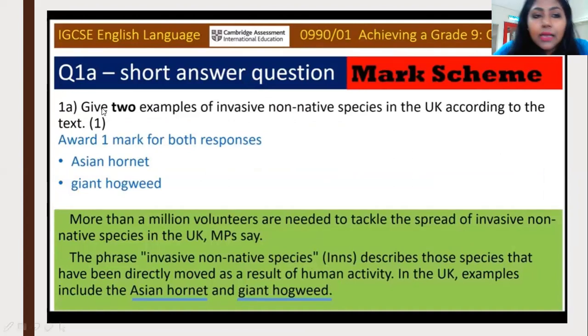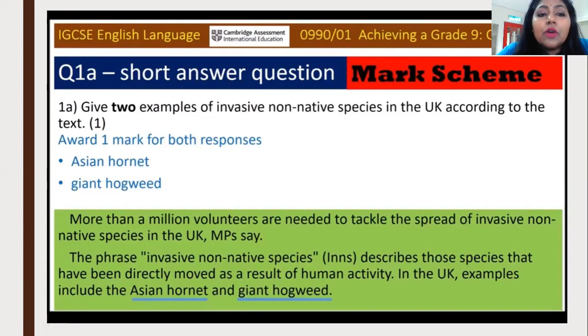which is asking the candidates to give 2 examples of invasive non-native species in the UK according to the text. So the keyword involved in this particular question is give. So whenever you see the word give, or even you see the word identify, it means that you are supposed to get the answer from the text. This is definitely an explicit question.